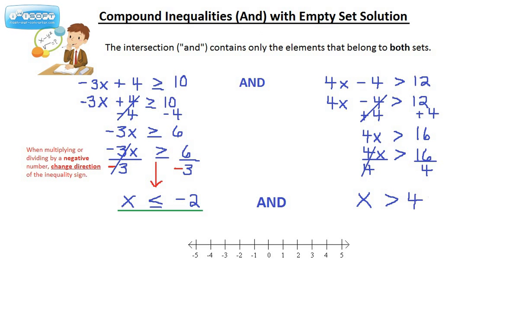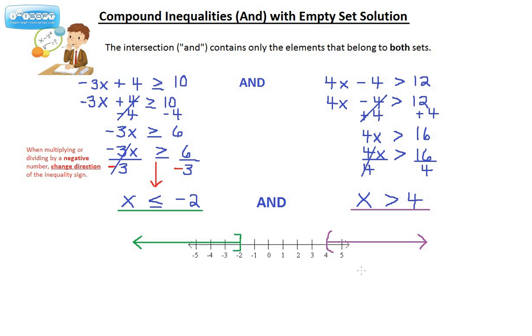Let's graph the inequality on the left in green. Because of the equal, this will use a bracket, which means that negative 2 is included, and it goes toward the negative end of the number line where the numbers are smaller or lesser. Now let's graph our inequality on the right in purple. 4 is not included because there's no equal, so this uses a parentheses, and it points toward the positive end of the number line where the numbers are greater or larger.